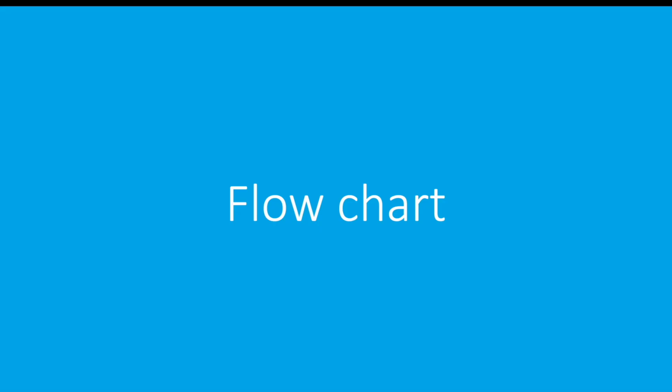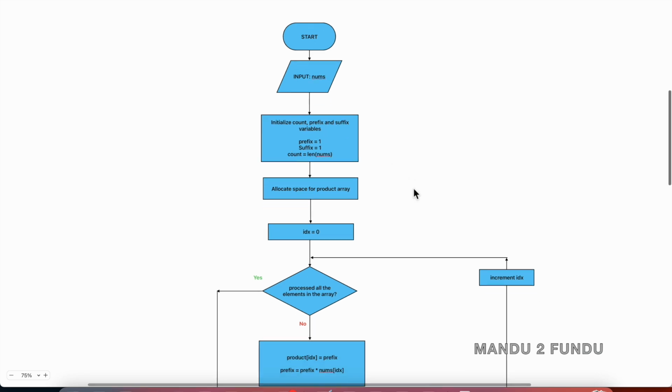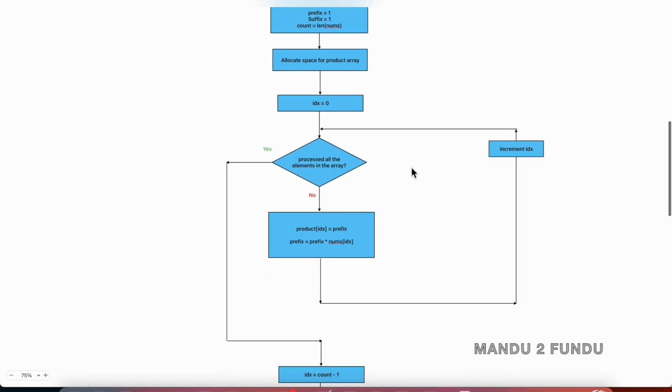Let's look at the flowchart. Input for this procedure is the nums array, and first we initialize the count variable and the prefix and suffix variables. Prefix and suffix will be initialized to 1 and the count will be initialized to the length of the input array. Then we allocate the space for the output, which will be equal to the size of the input array.